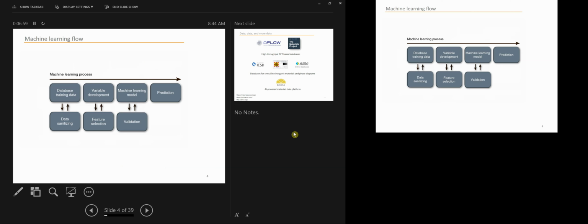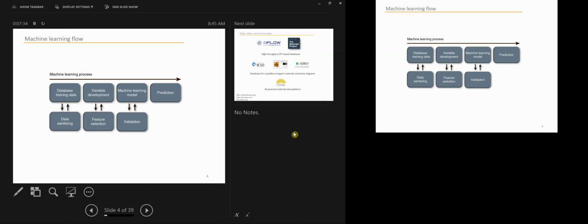So to simply walk you through the overview of a machine learning algorithm, we always start with a database to use as our training data, which we could later train our model on. That's one of the most important parts. And of course, there is always some data sanitizing within any database. Once we have our data, the next step is to construct a set of variables which are able to represent our data and make predictions later on. And of course, there are some feature selection methods.